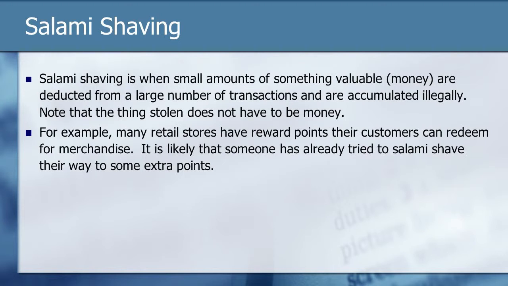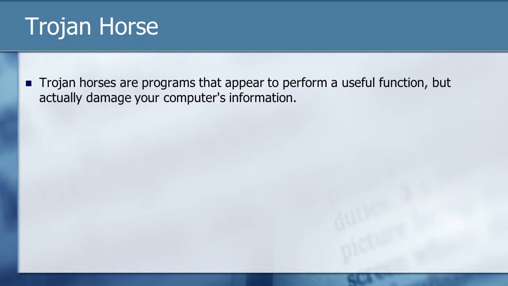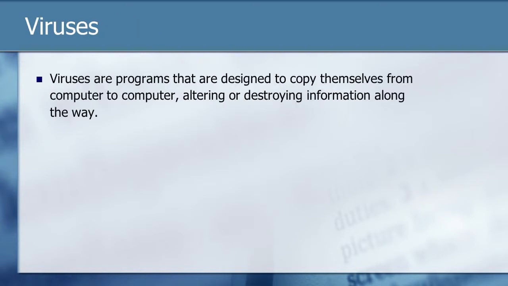And that would be a case of salami shaving. A Trojan horse is a program that appears to perform some useful function but may actually damage your computer's information. So for example, you download a program, you think it's a Pac-Man type game, and you're sort of gobbling up these little bits, and what you don't realize is it's actually in the process of reformatting your hard drive while you're playing that particular game, and that would be an example of a Trojan.